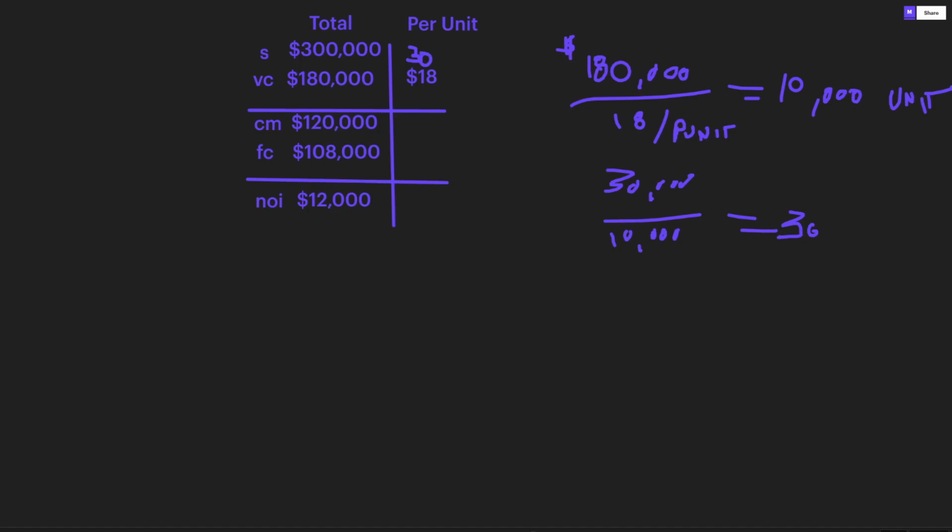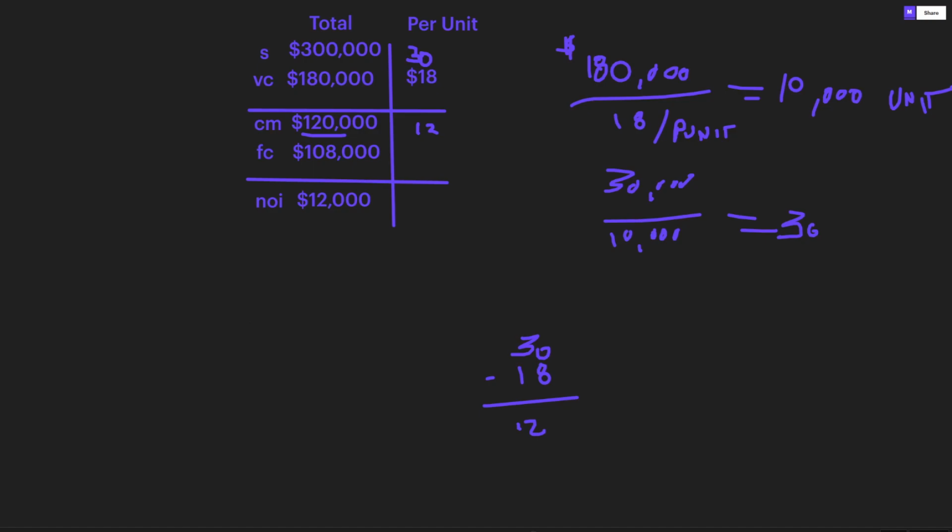So 30. And so now we can get our contribution margin per unit the same way that we got the contribution margin total. We just take the sales minus the variable cost per unit, and that comes out to 12. So we have a contribution margin of $12 per unit. And that's actually how we're going to be able to get our break-even point in both units and dollars.